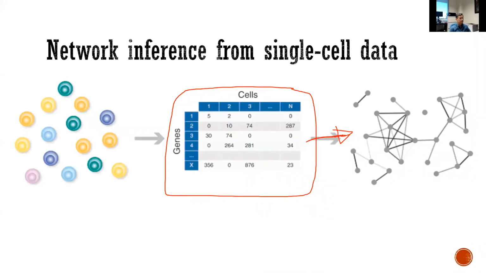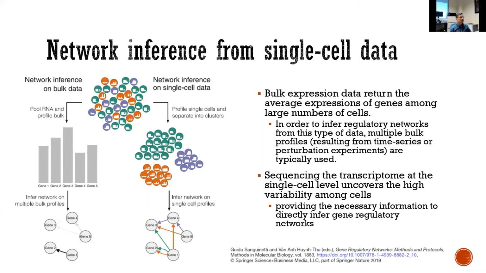There are many advantages of using single cell data to replace traditional gene expression data to construct the network. So-called bulk expression data return the average expression of a gene among a large number of cells. So you lose the cell type as a function of your expression. You don't have that information if you use bulk RNA-seq data, for example.